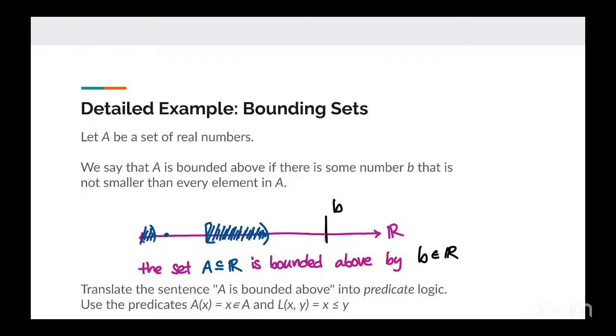So what does that mean? Well, you can see here, right, this B is greater than or equal to everything in A. That kind of makes sense.